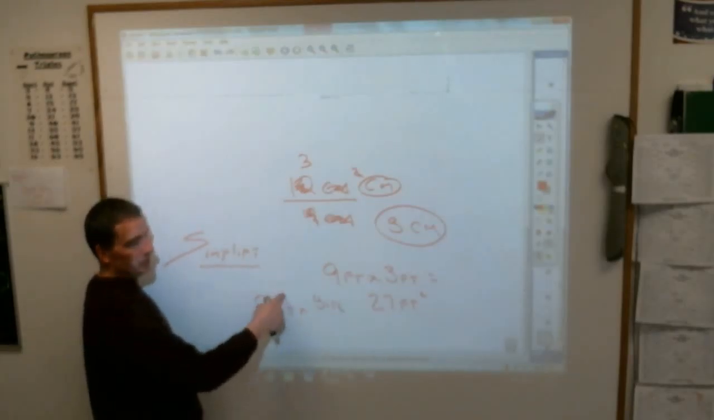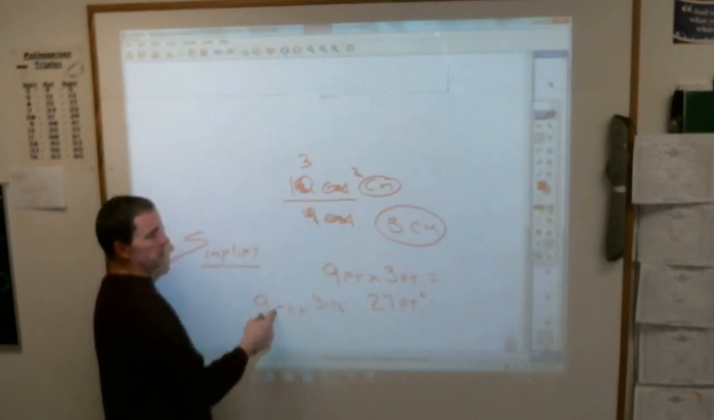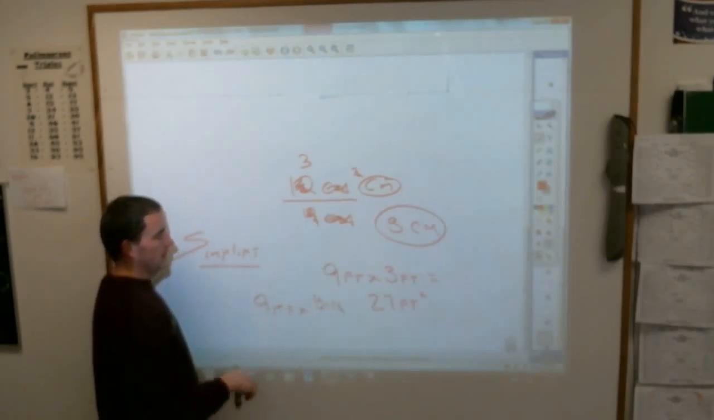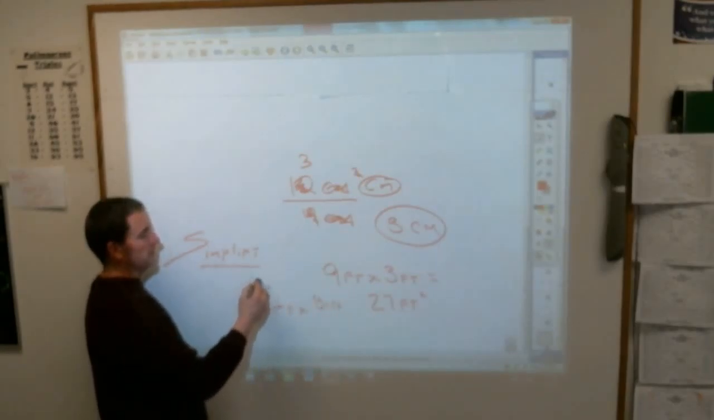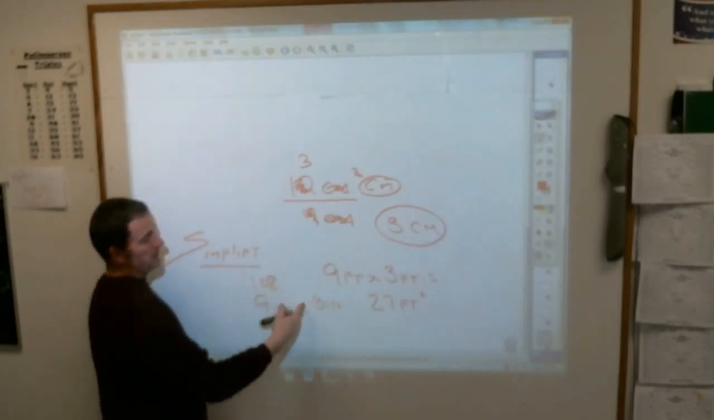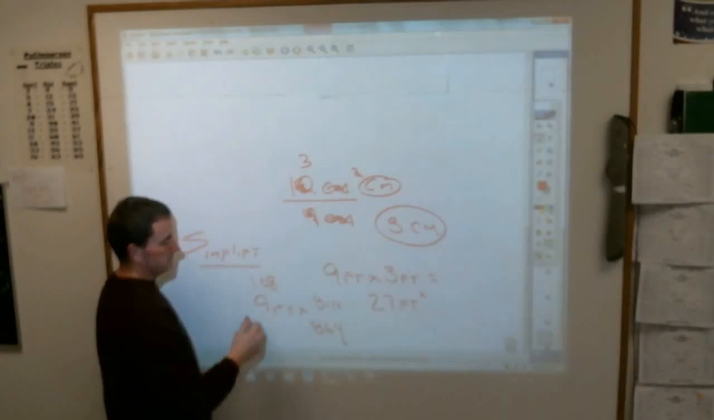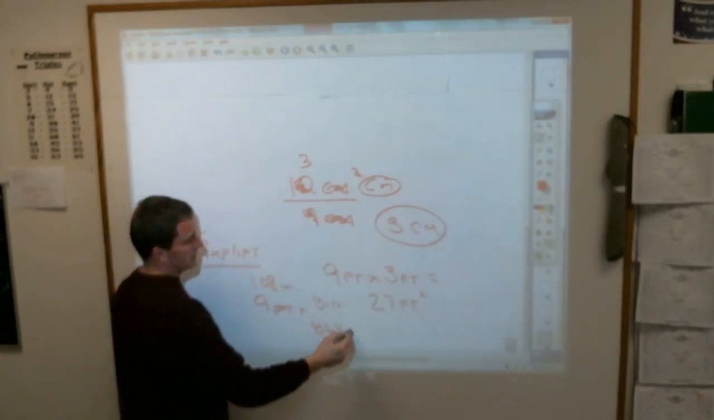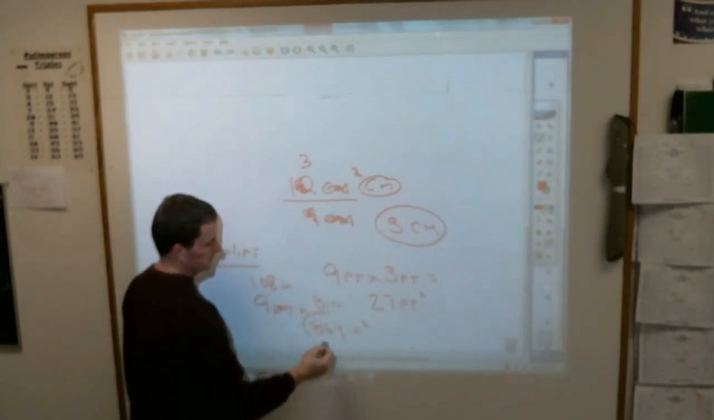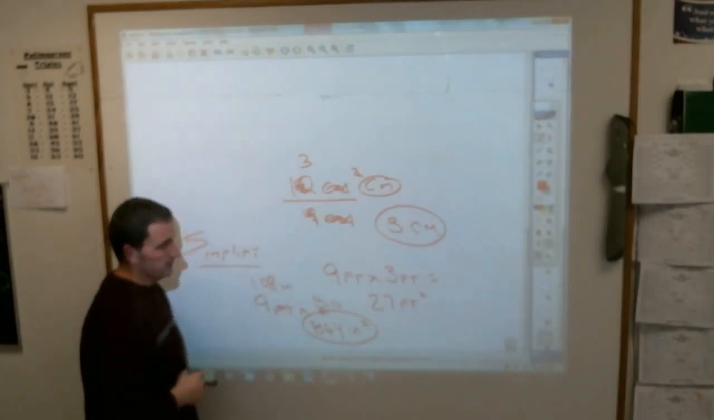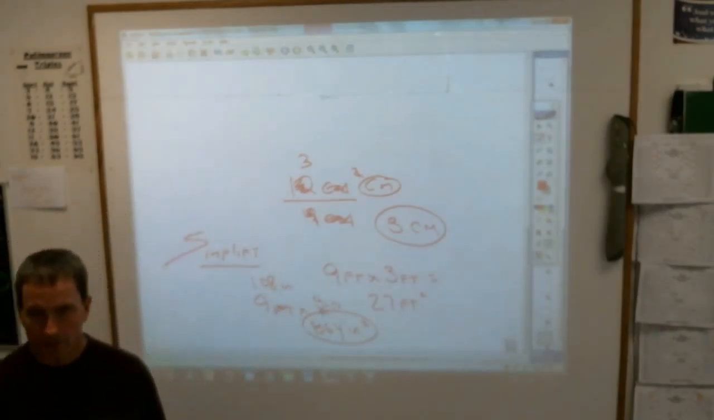You would again have to change this either both into inches or both into feet. 9 feet is what? 108 inches? 108 times 8 is what? 864 what? Inches squared. So, that's kind of enough for that, don't you think?